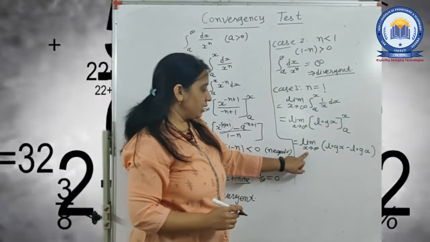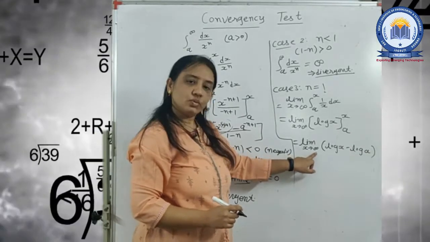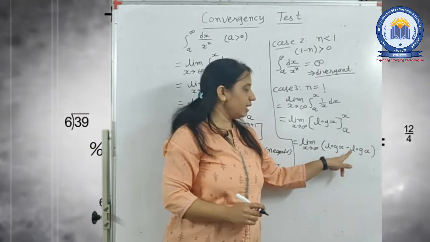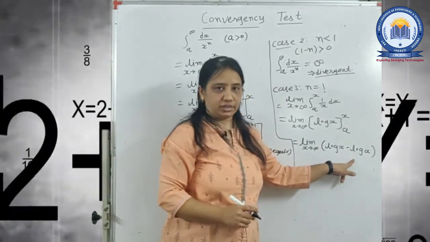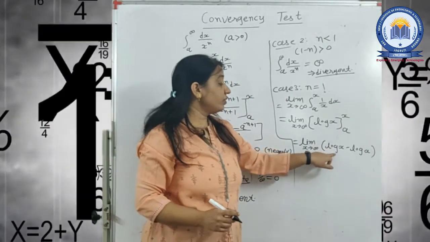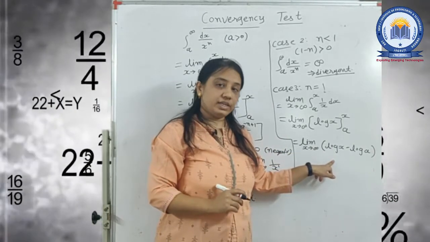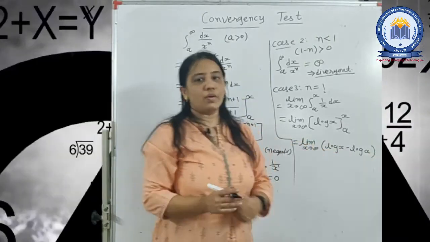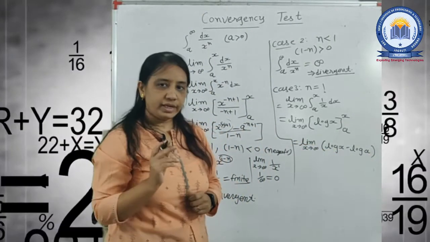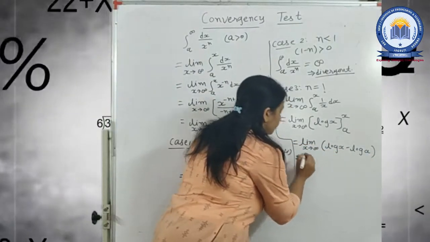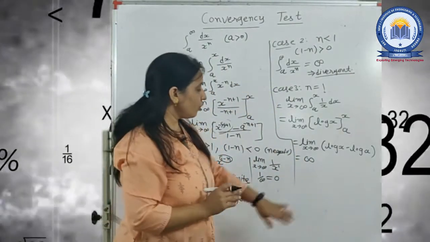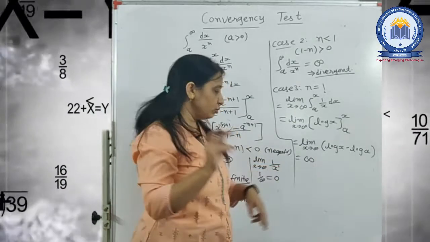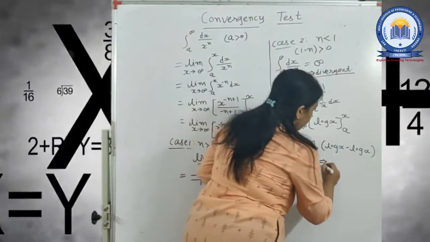Now put the value x to infinity. It becomes log infinity minus some constant. But log infinity is infinity. So infinity minus some constant value obviously gives infinity. So that is also infinity, same as the previous case. If you get an infinite value, it is divergent.